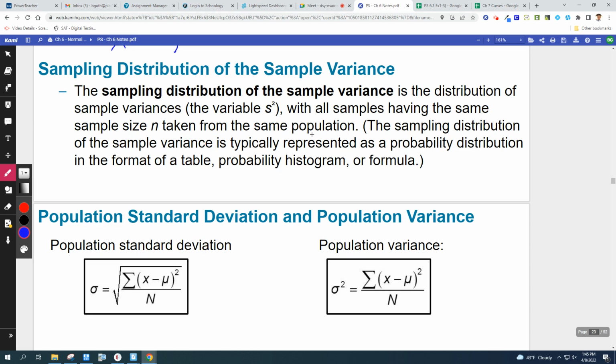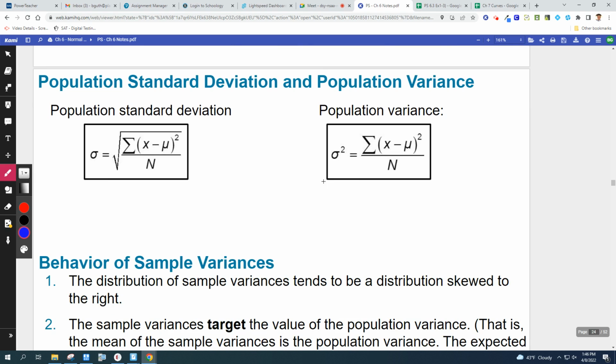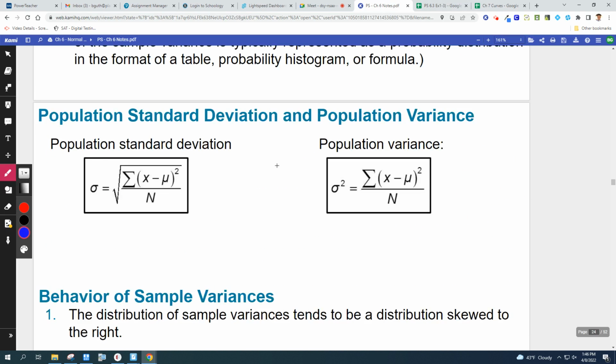All right. So this says the sampling distribution of the sample variance is the distribution of sample variances. Notice you've got S squared this time, with all samples having the same sample size n taken from the same population. So here's a reminder of a couple of different formulas that we've seen before: population standard deviation and population variance. We might have to use that if we had to calculate something by hand. Since I'm doing it on a spreadsheet, I don't really need any of that, but you might need that later for your homework.